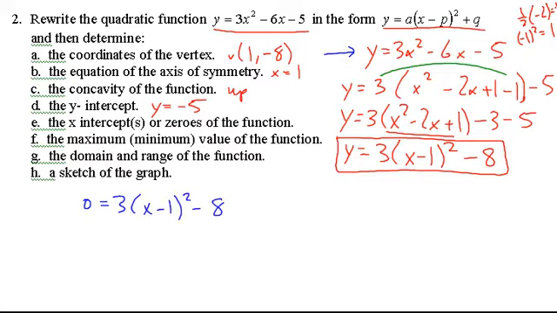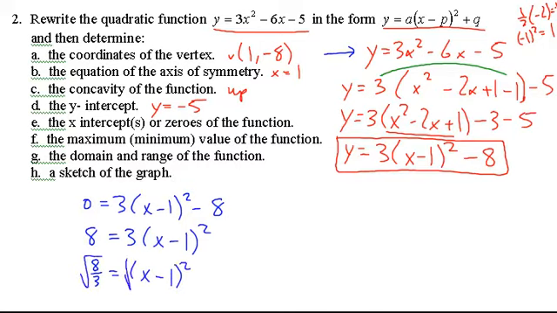So let's do this. What am I going to do now? Add 8. So 8 equals 3 bracket x minus 1 squared, then divide by 3. So 8 over 3 equals x minus 1 all squared, and then, so when I introduce the square root, plus or minus, so I'll just keep going here. So you end up then with plus or minus root 8 over 3 equals x minus 1. Then what? Add 1. So 1 plus or minus root 8 over 3 equals x.